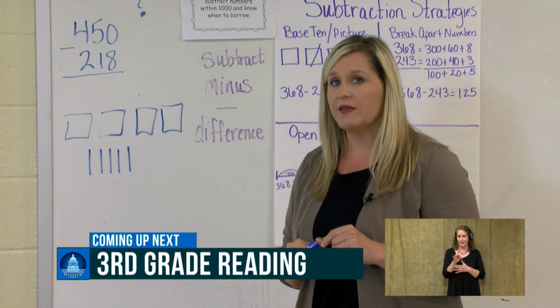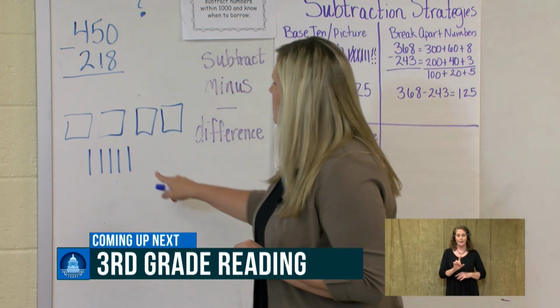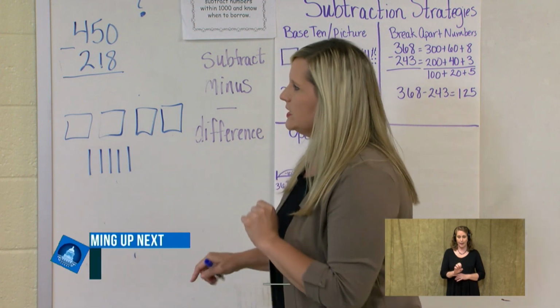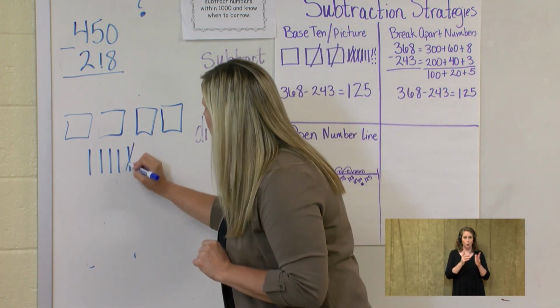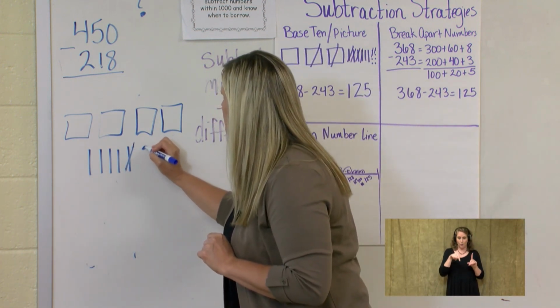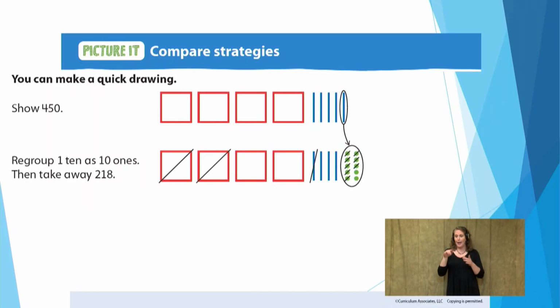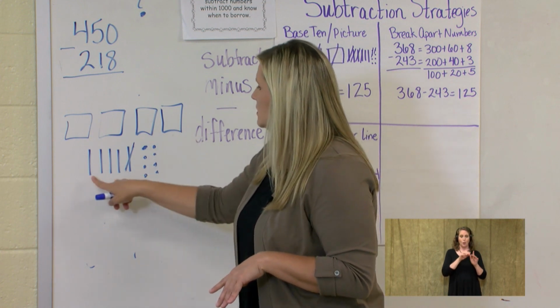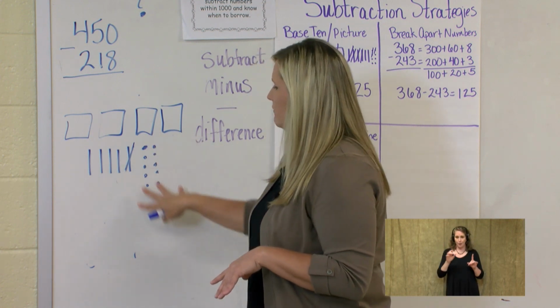So it would be the same thing, but I'm going to show it on a picture. I'm going to cross out this 10 and I'm going to turn it into ones. 2, 3, 4, 5, 6, 7, 8, 9, 10. So now I have 450 shown as a picture. 100, 200, 300, 400, 10, 20, 30, 40, 50.